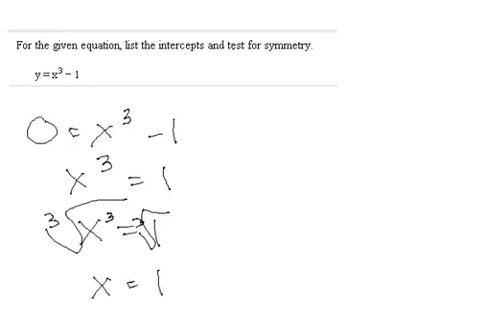Now to find the y-intercept is actually pretty easy. I'll just plug 0 in for x, and I'll get y is equal to 0 cubed minus 1. So y is equal to negative 1.